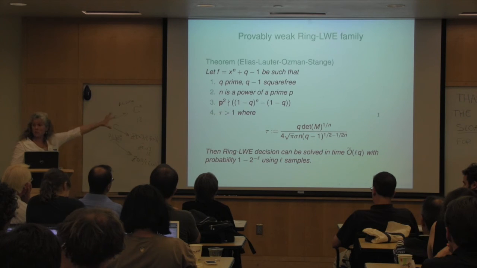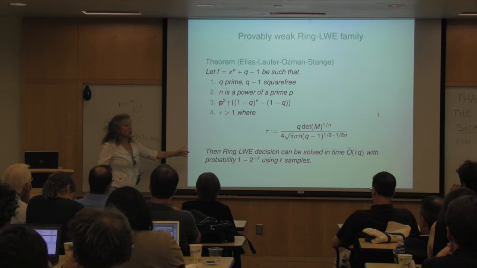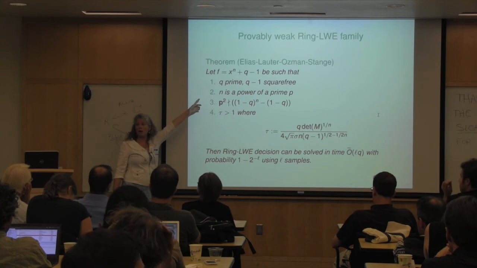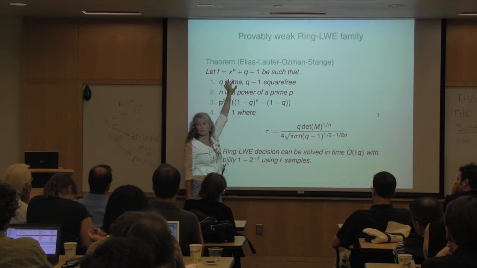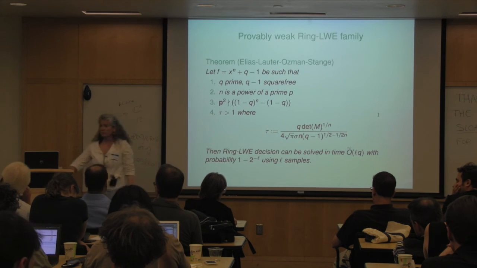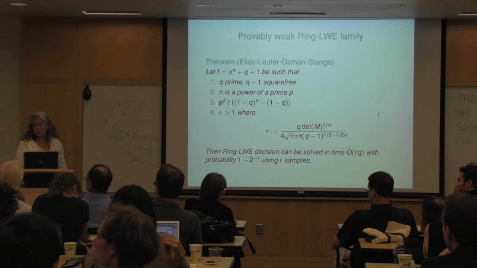Okay, so I think what you're identifying here is that the key point that's missing is that we don't have a search to decision reduction here because these fields are not Galois. And that's why I was commenting on the comparison with the 2-power cyclotomic fields, which certainly are Galois. Yes.